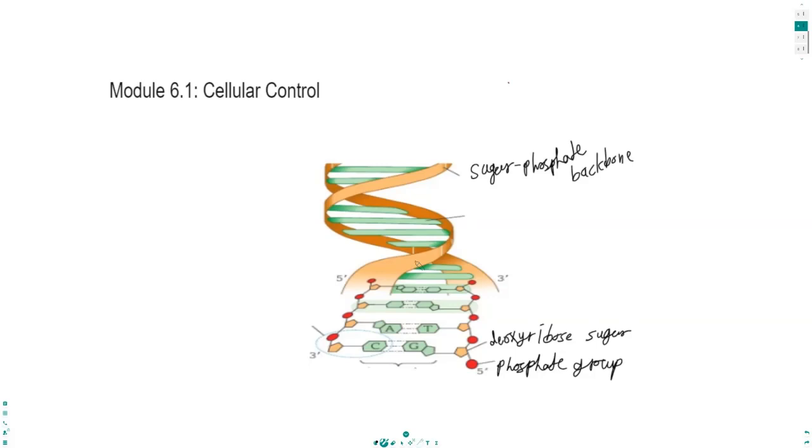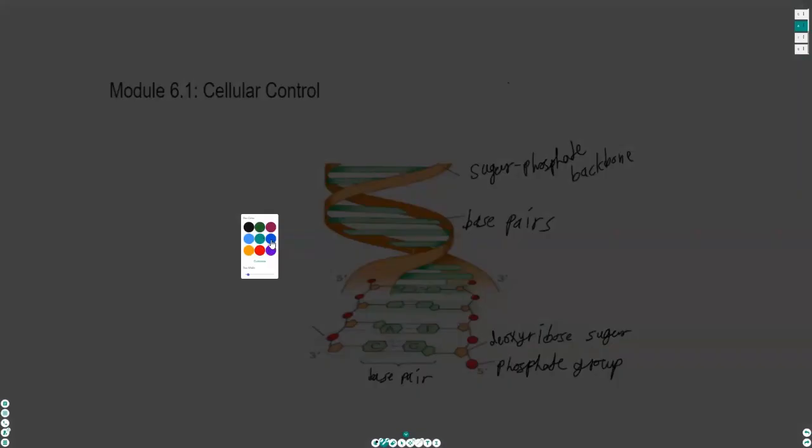In between, you have hydrogen bonds, which are joining up these bases. All nucleotides have a unique base, and these bases form pairs. So this is one base pair here, and here's another base pair. Each base pairs with another base, and certain bases always pair up with each other due to the number of hydrogen bonds that they form.